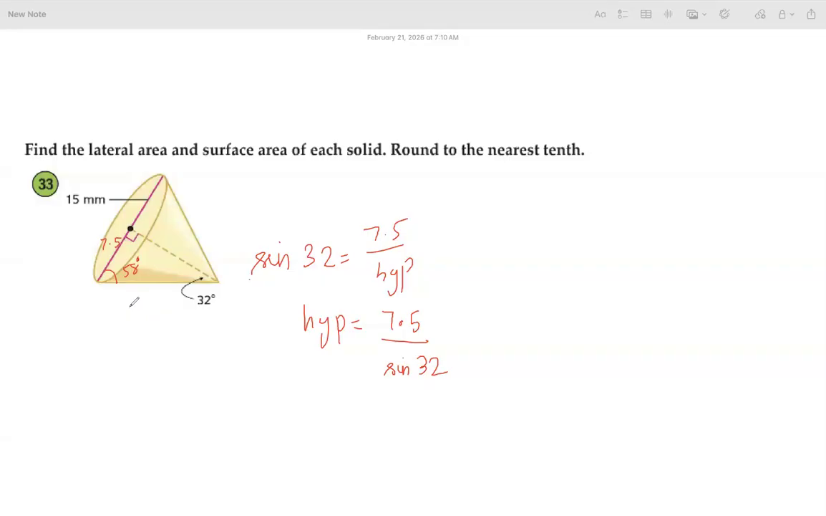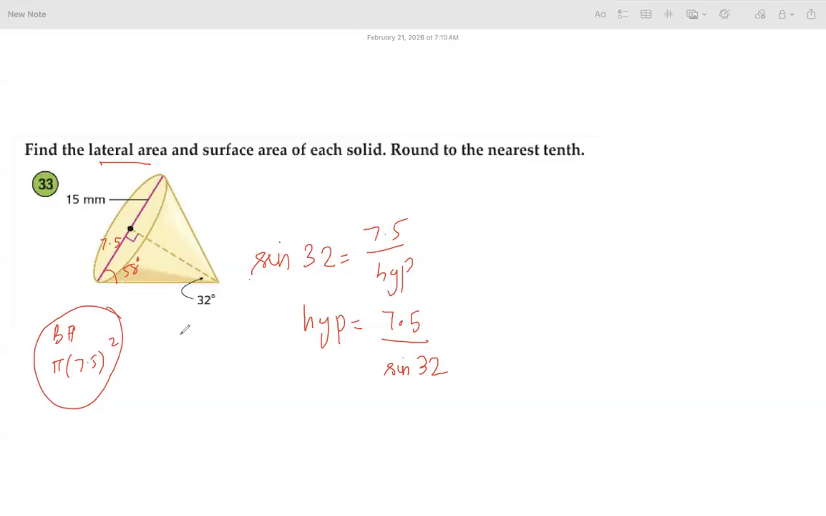What did you do to find it? I didn't do that. What I did is I did pi times 7.5 squared and I got pi times 56.25. That's fine. That's the base area, right? Base area is pi times 7.5 squared, correct. But that's not what we want. That's the base area, okay?